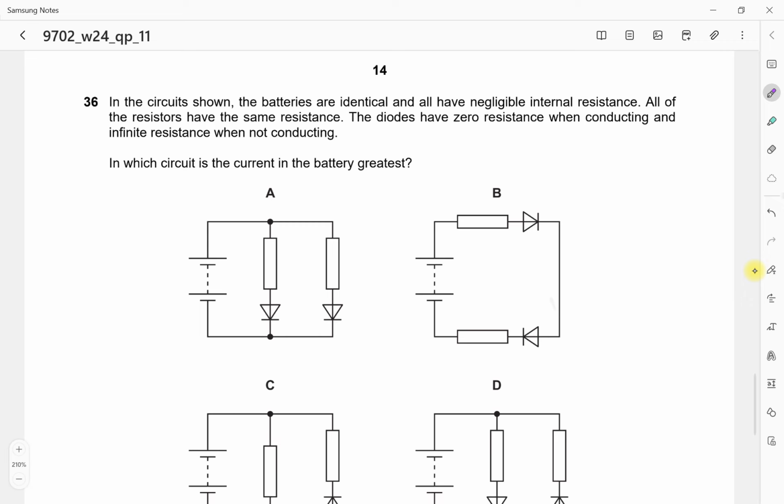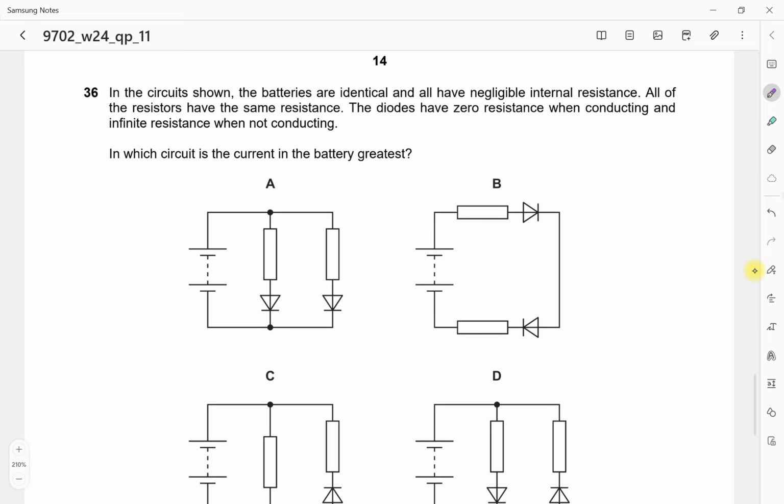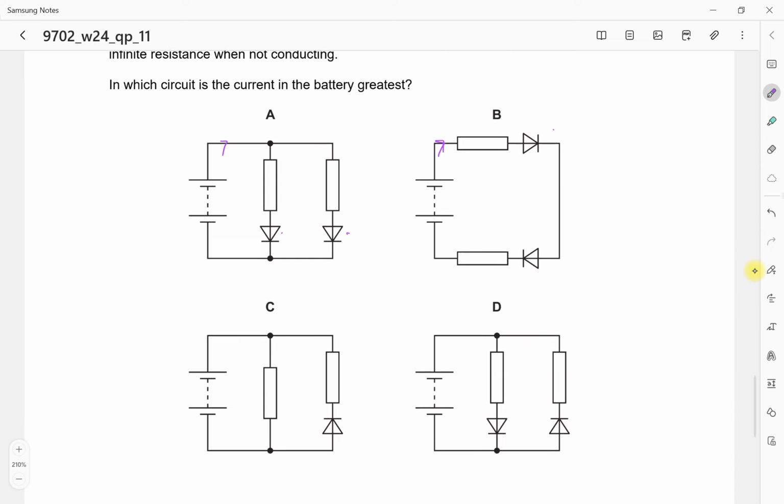Let's first check if the diodes are all conducting. So the diodes conduct in one direction. So current is flowing in this direction. So this can conduct, this can conduct. B, both diodes are conducting because they're in the right direction of current. Then C, this diode is not conducting because current is flowing like this. It comes like this. It can't continue here. So this one is out.